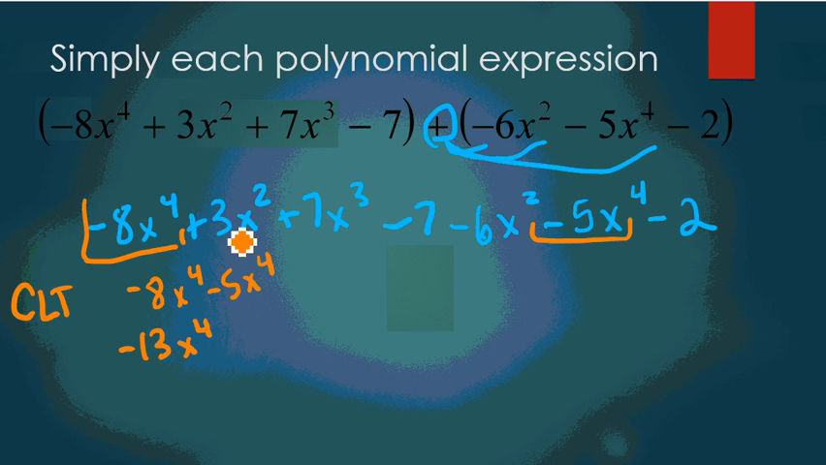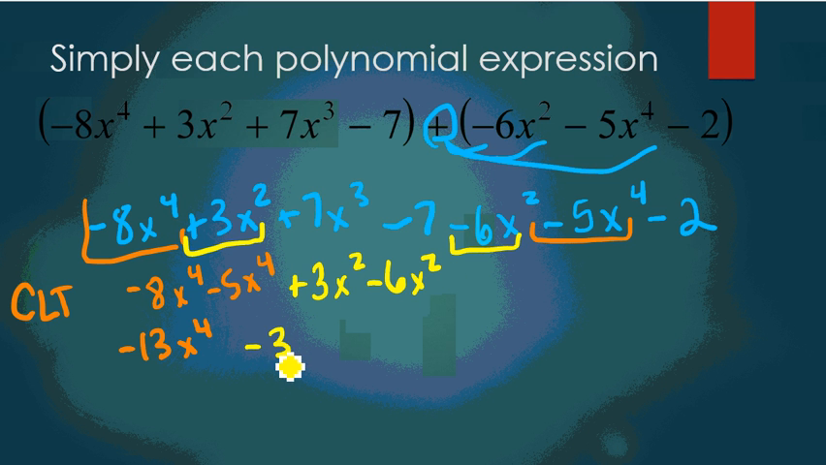All right, next term in line is 3x squared. Is there another x squared term? Oh, certainly is, right there, negative 6x squared. So we're going to take 3x squared, which is a plus 3x squared, minus 6x squared. So 3 minus 6 is negative 3x squared. Now we move on to our next term, which happens to be 7x cubed. And there are no other x cubed terms, so we're just going to leave him be.